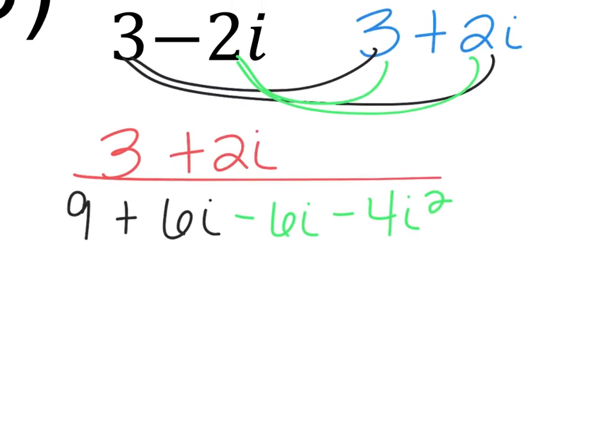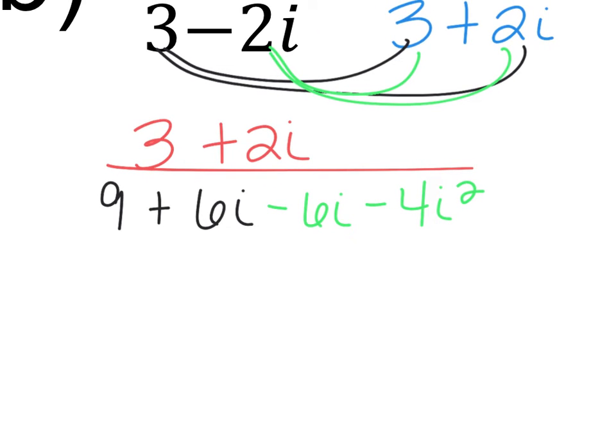Okay, there's a few things to clean up here. So we can cross off this middle, right? Because positive 6i and negative 6i becomes 0. And then negative 4i squared is positive 4. Okay, so now we can clean it up. The top stays the same, 3 plus 2i, because you cannot combine those. They're not like terms. But the bottom, 9 plus 4, would give me 13.